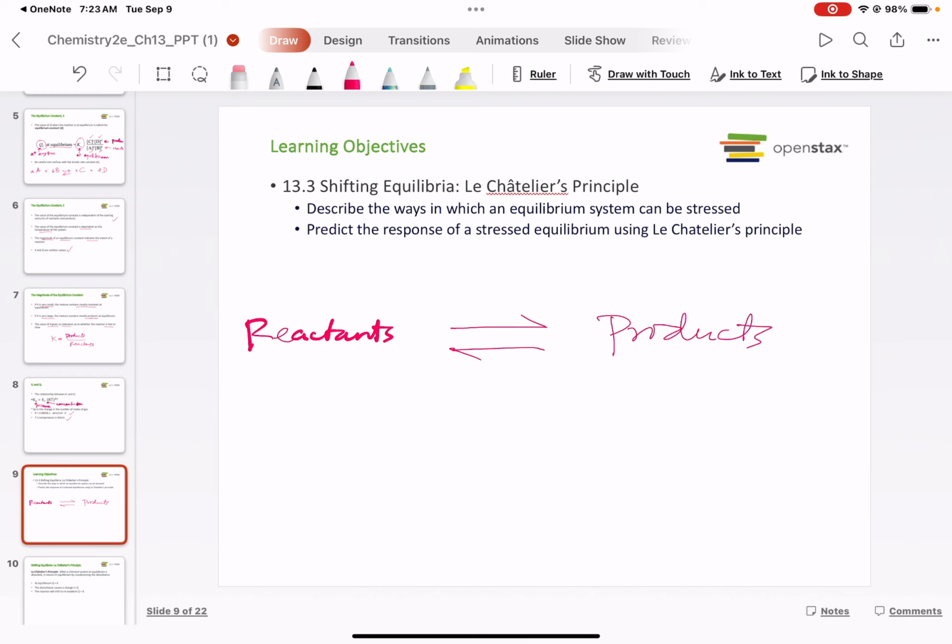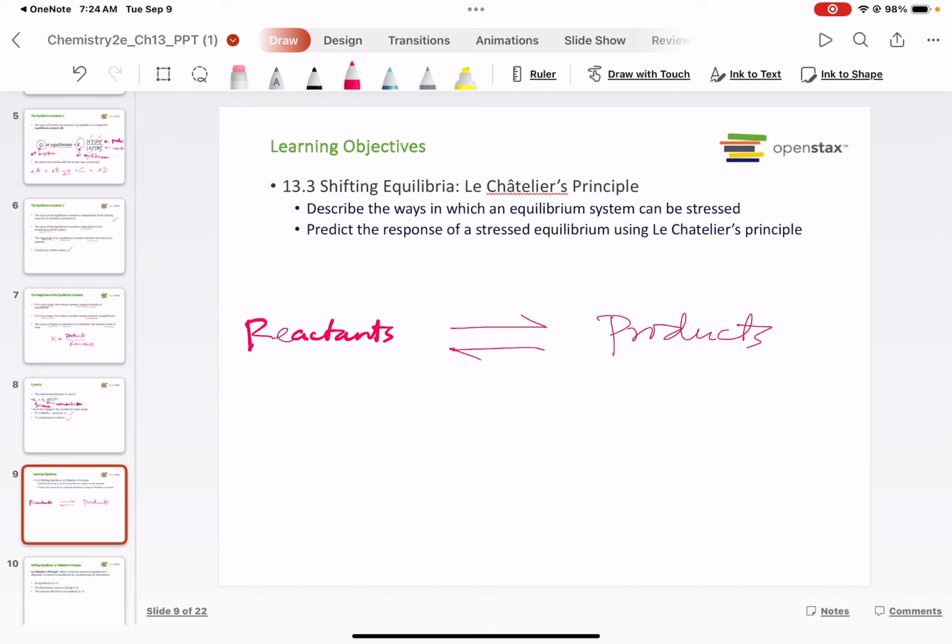Now, basically the principle says that whatever we do, the system is going to go the other way. To make it simple, if we add more reactants, it's going to shift to the right. Of course, because the reactants will react together and make more products. So the equilibrium will move to the right, making more products.